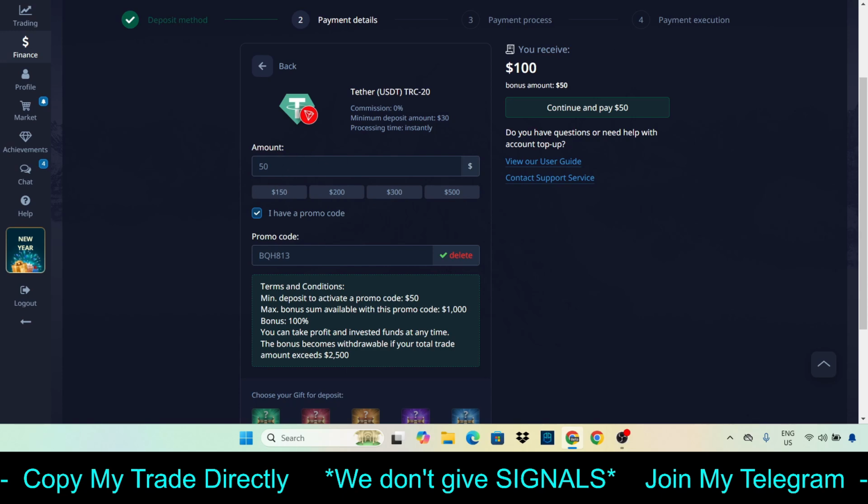But in case of a $50 deposit, here you can see the bonus becomes withdrawable if your total trade amount exceeds $2,500. Total trade amount, in simple words, means turnover, the amount that you trade. For example, you made a trade of $100, so that is the trade amount. Now you got a profit of $192. Now again you make a trade of $50, so previously $100 and that $50 became $150. In that way your total trade amount should be $2,500.